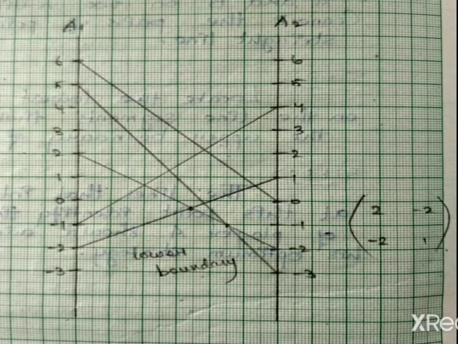One is the dominance property. Using the dominance property you have to reduce the given matrix to a 2 by 2 matrix. The other one is the graphical method. The graphical method is also used to reduce a matrix to 2 by 2. That will be applicable only when 2 rows or 2 columns are there, which means we can use the graphical method. Otherwise we can't use the graphical method. You have to come with the dominance property.